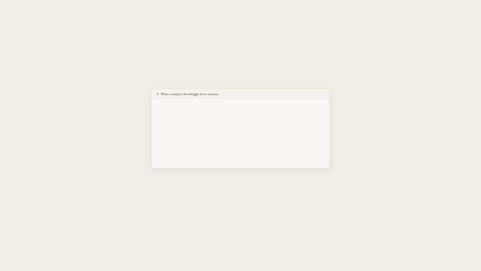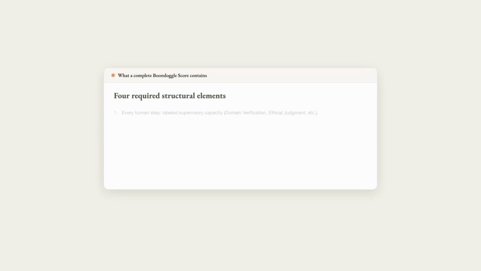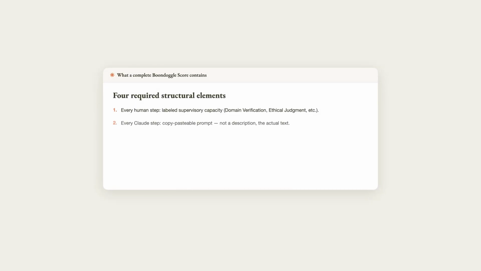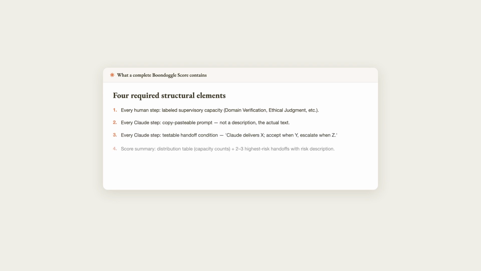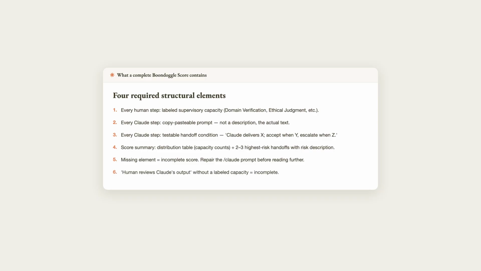A complete Boondoggle score has 4 structural elements, and you should expect to see all 4 before you accept the output. First, every human step has a labeled supervisory capacity: domain verification, ethical judgment, contextual interpretation, procedural oversight, adversarial reasoning, or another capacity from the taxonomy. If a human step says review Claude's output without labeling the capacity, the score is incomplete at that step.